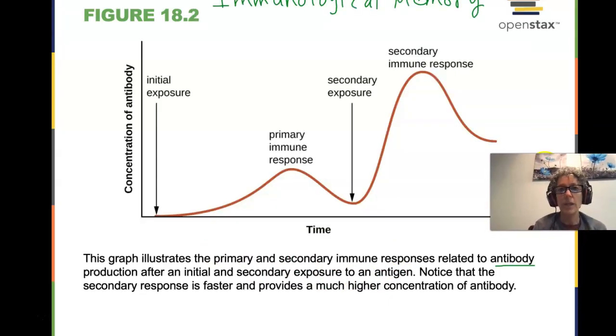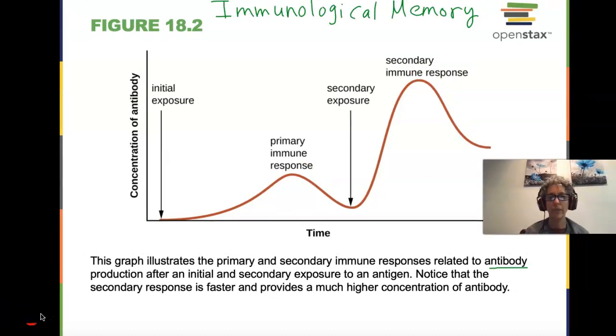This slide is showing immunological memory. We have some sort of exposure to a pathogen, whether it's bacteria or a virus or a fungus or a worm or pollen, and that's our initial exposure. It takes some time to build up this immune response that is specific.